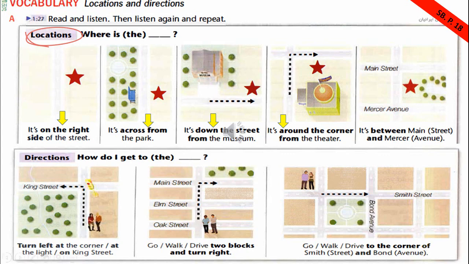And this is the theater. Okay, where is the star? Again, in the fifth picture. It's between Main Street and Mercer Avenue.